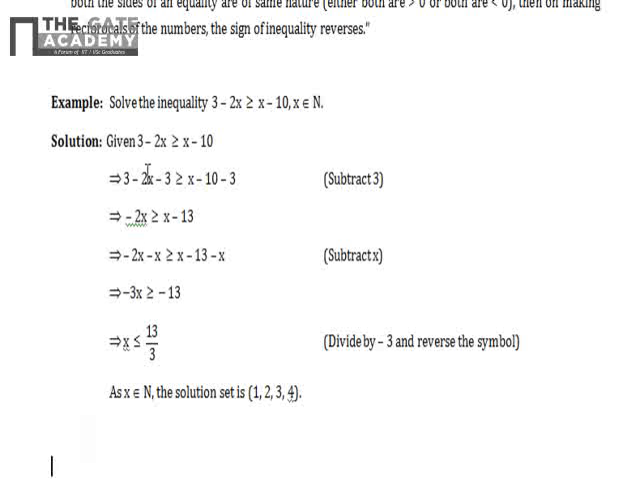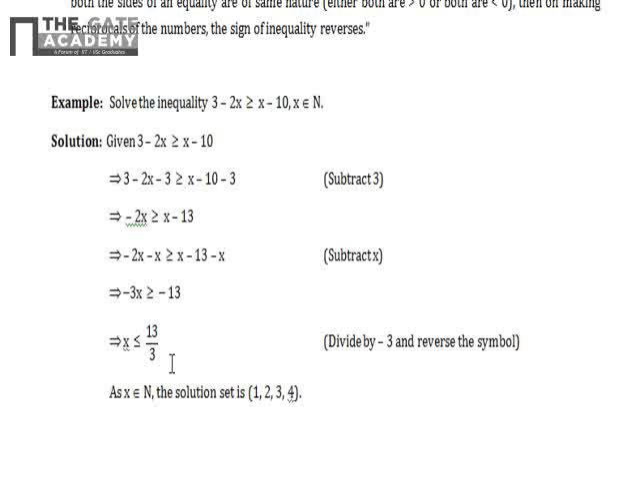So if we start solving, first we'll subtract 3 from both sides, because I have to remove this constant from the left hand side. So I will get minus 2x greater than or equal to x minus 13. Now I have to bring all the variables to one side. So to remove this x, I'll subtract x from both sides. So it will become minus 2x minus x, and minus 13 minus x. So we'll get minus 3x greater than or equal to minus 13.